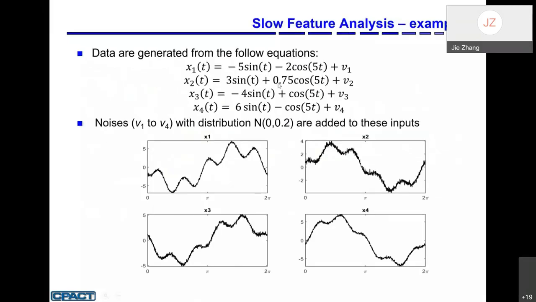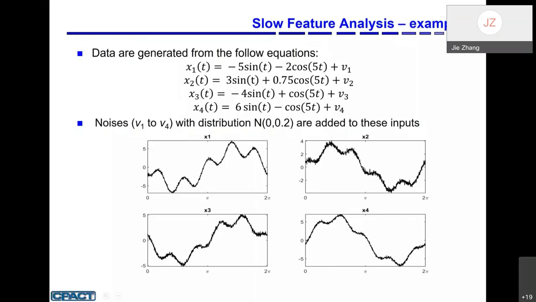This numerical example summarizes how we perform slow feature analysis. Here we generate data of four variables: x1, x2, x3, x4. Although there are four variables, you can see from the equation that there are two driving forces: one is sine t, another is cosine 5t. Cosine 5t has a higher frequency than sine t. Then we add noise, which is normally distributed with zero mean and 0.5 variance.